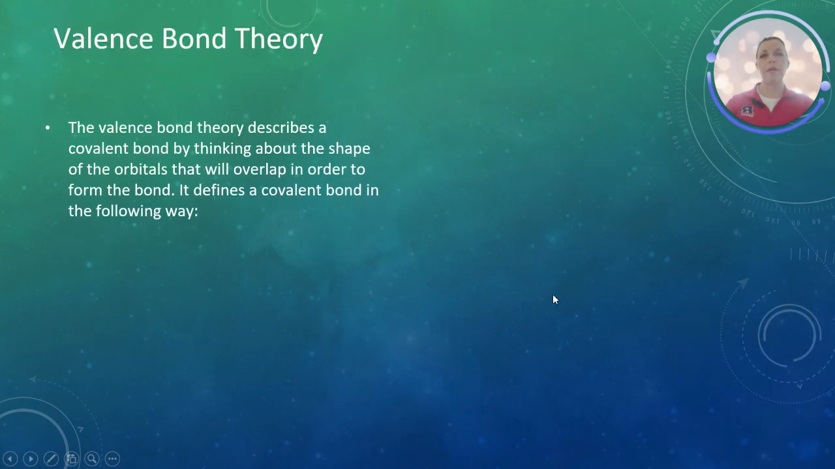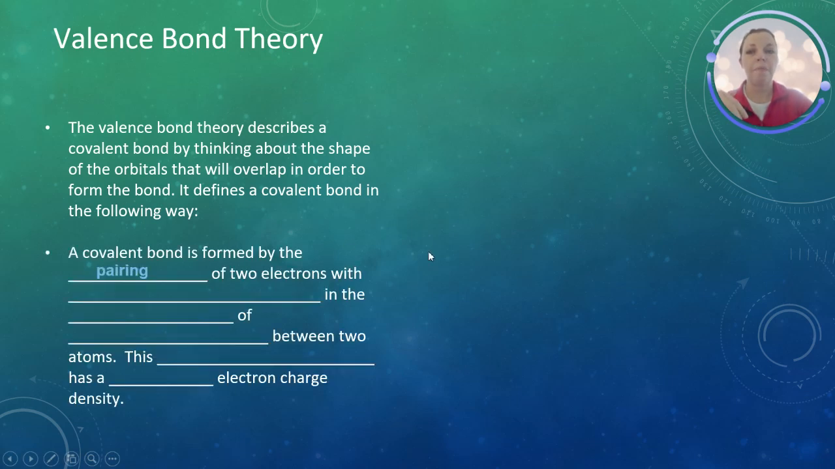All right, so let's talk about the valence bond theory. So the valence bond theory describes a covalent bond by thinking about the shape of the orbitals that overlap in order to form the bond. So remember that a bond is really just electrons that are sharing the same space in between the 2 atoms, okay? So valence bond theory defines a covalent bond as formed by the pairing of 2 electrons with opposite spins, so 1 spin up and 1 spin down. You remember talking about the arrows before, in the area of orbital overlap between the 2 atoms. This area of overlap has a high electron charge density. So remember that an orbital is just the area in which an electron is likely to be found.